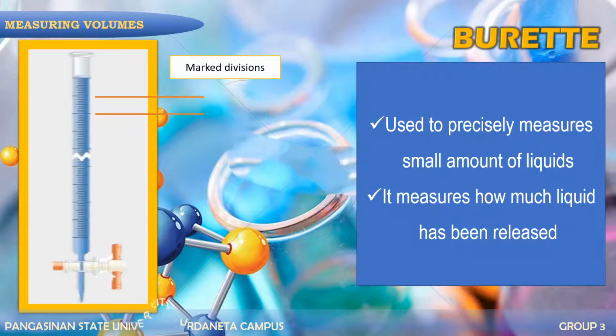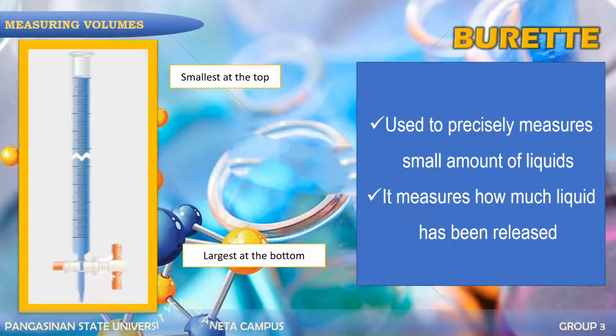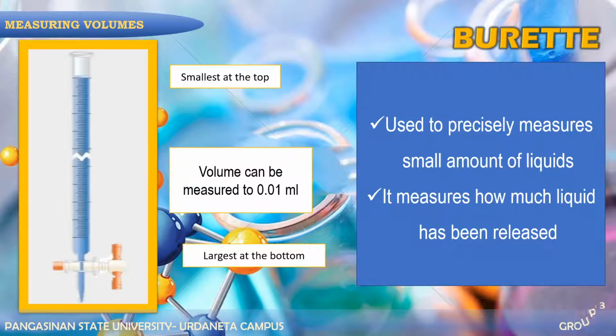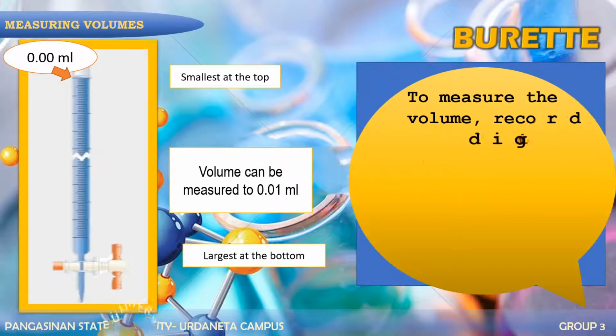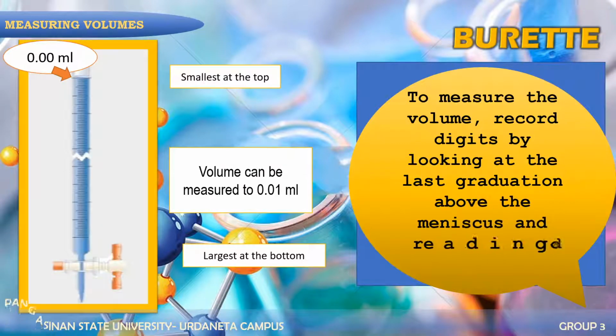The marked divisions on this instrument are equal to 1 milliliter and are smallest at the top and largest at the bottom. The unmarked divisions are equal to 0.1 milliliter. This means that volume can be measured to 0.01 milliliter. The burette is filled to the top mark, but the reading is 0.100 milliliter because none of the liquid has been released. As the liquid flows out of the bottom of the instrument, the volume recorded increases. To read the volume of a liquid in a burette, record digits by looking at the last graduation above the meniscus and reading down.